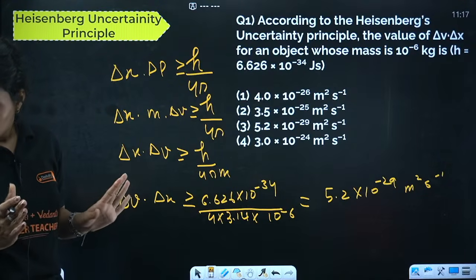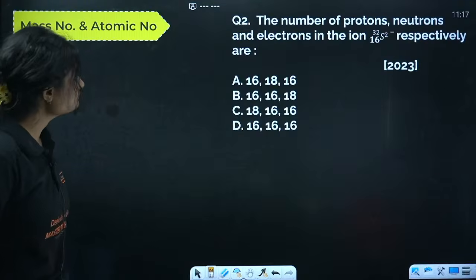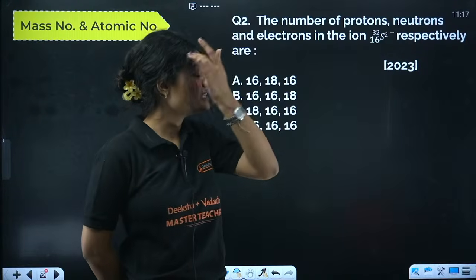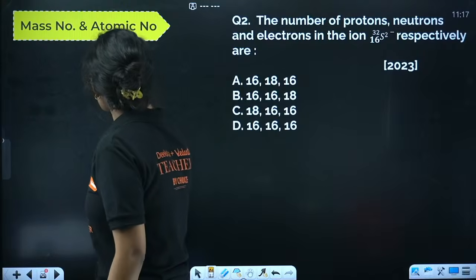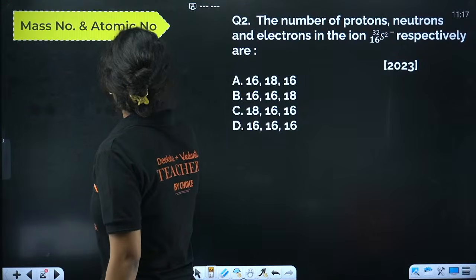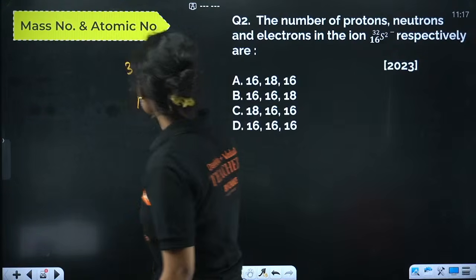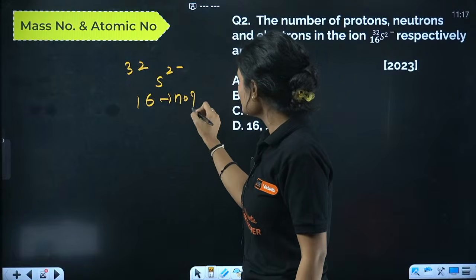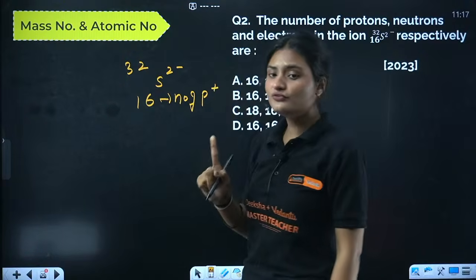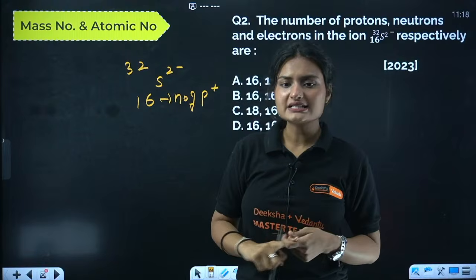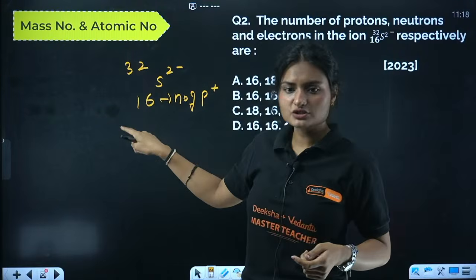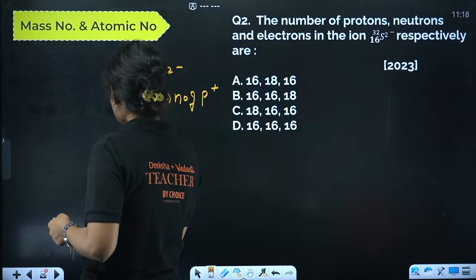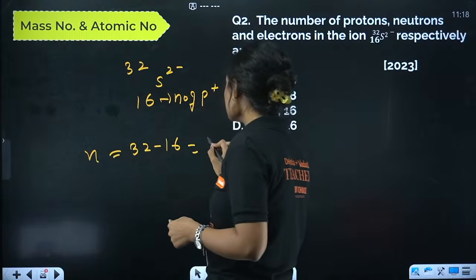Okay, next question. The number of protons, neutrons and electrons in this species, very easy, right? Sulfur, 16, 32, 2 negative. What is the number of protons? These are the number of protons. What is the number of neutrons? That is mass number minus atomic number. Mass number is 32 minus atomic number 16. This will give us the number of neutrons, which is 16.